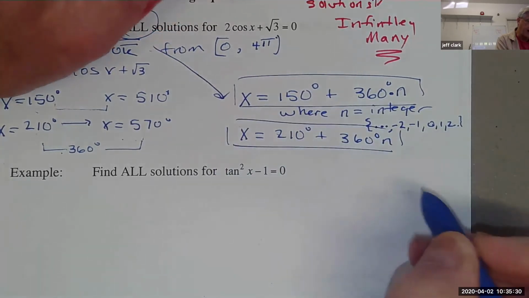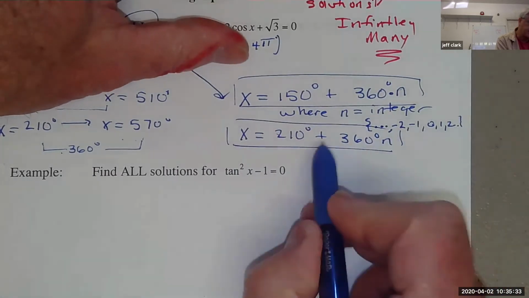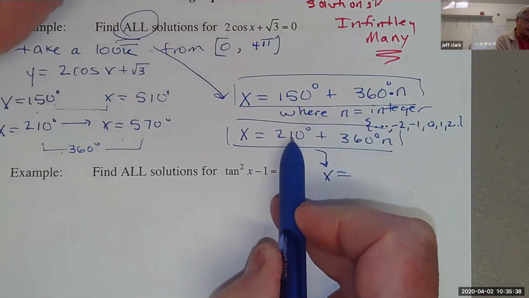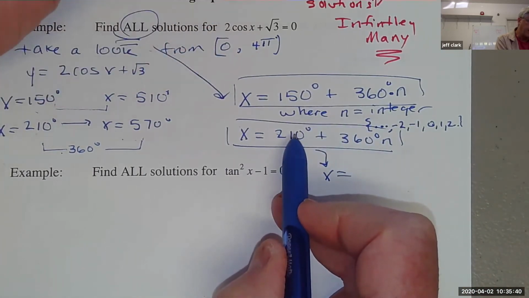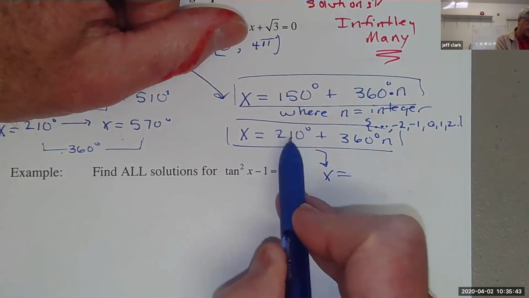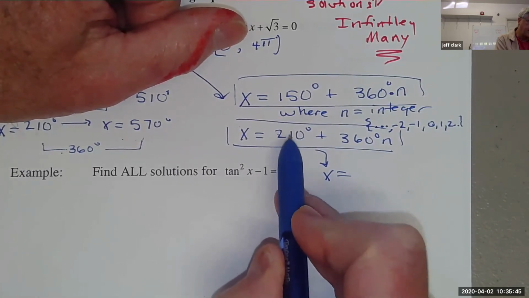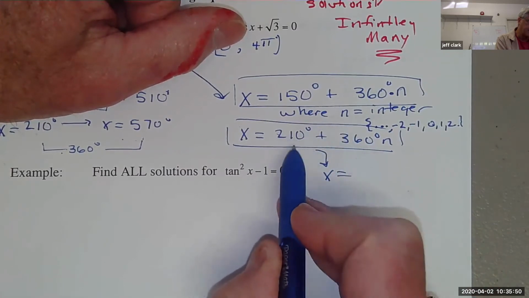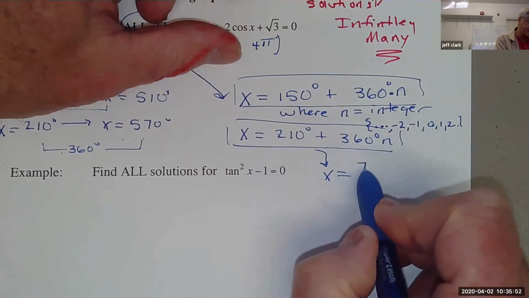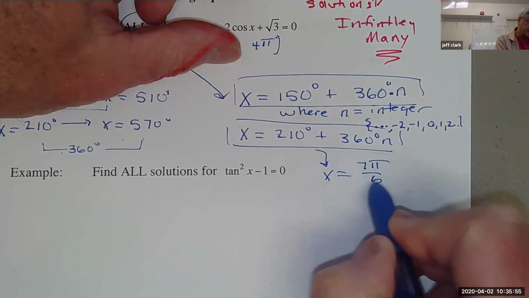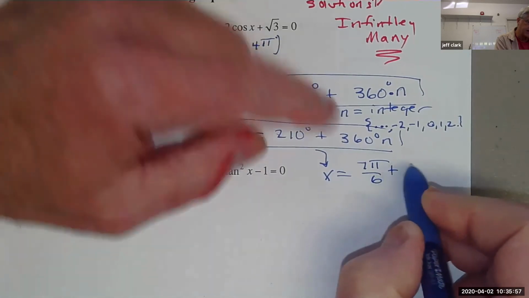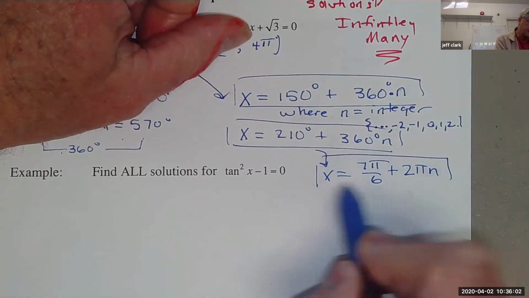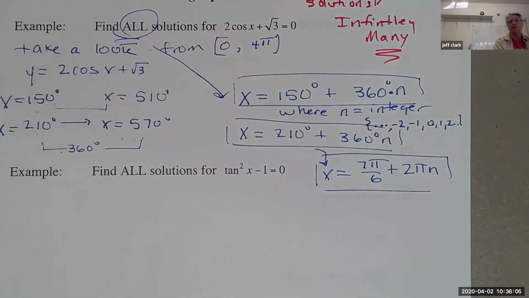Now, if you had to do it in radians, which the answers might be in radians, then what you're going to do is say x is equal to, okay, 210 degrees in radians on your wheel. Let's see, that would be 30 degrees, 7 times 30, pi over 6, 7 pi over 6 is that one, plus, and then 360 is 2 pi n. That'll be the radian conversion to it.